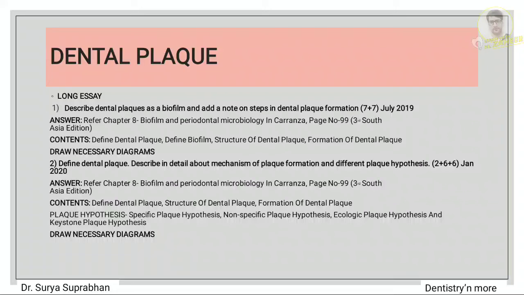So once you have defined dental plaque, define what is biofilm and then write about the structure of dental plaque. If possible, classify the dental plaque, that is the supragingival and the subgingival dental plaque. And structure of dental plaque is nothing but how it looks microscopically, the supragingival as well as the subgingival dental plaque. Then coming to the formation of dental plaque, the three main steps have to be mentioned, that is the formation of the pellicle, initial adhesion, colonization and maturation.